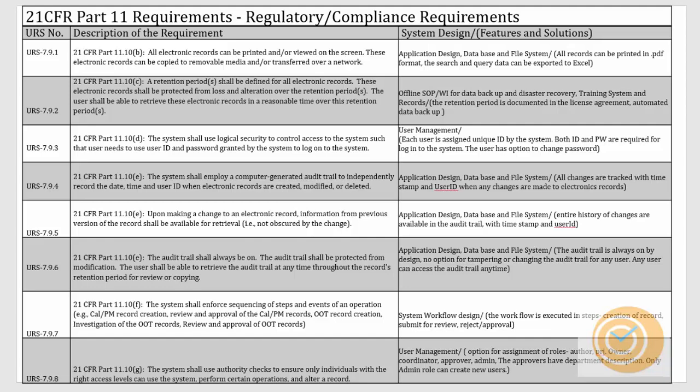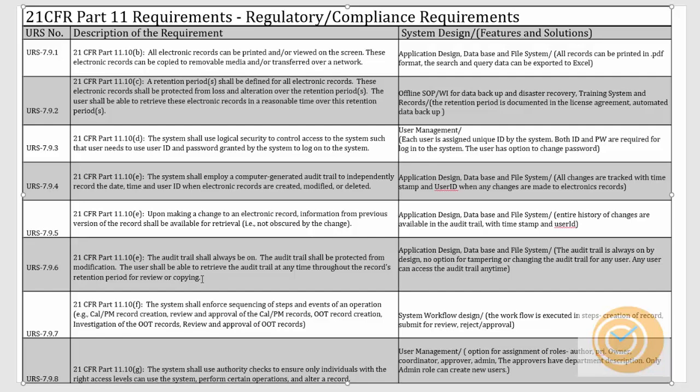When making a change to an electronic record, information from the previous person shall be available. Again, this is another feature you can address through the audit trails, and this should be available in your audit trail. Every change being made should be tracked in the audit trails. And section 21 CFR Part 11.10(e) says that the audit trail shall always be on, and the audit trail shall be protected from modifications.